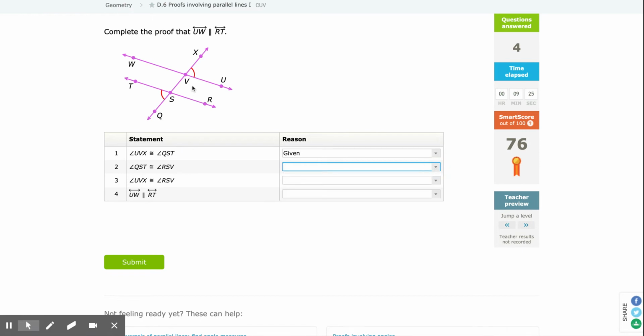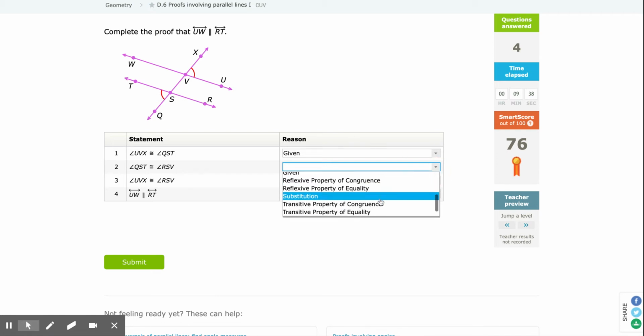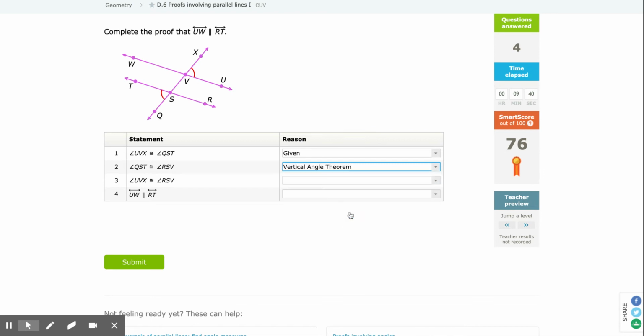Now I know that QST, where's QST? QST is congruent to RSV. So this angle is congruent to this angle. Why? Well, they're vertical angles. So that's the vertical angle theorem. So I scan down here till I get to vertical angle theorem. Now I know UVX is congruent to angle RSV.